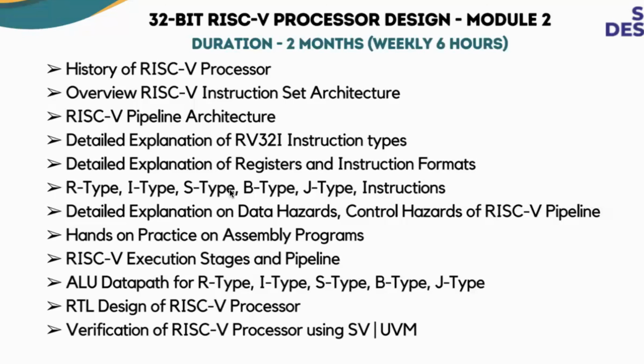And then the overview of the instruction set architecture. One of the main things: a processor is nothing but it executes a number of instructions, right? So how is the instruction architecture defined in the RISC-V processor? There are different types of instructions. Can anyone tell me what the different types of instruction sets in the RISC-V processor are?